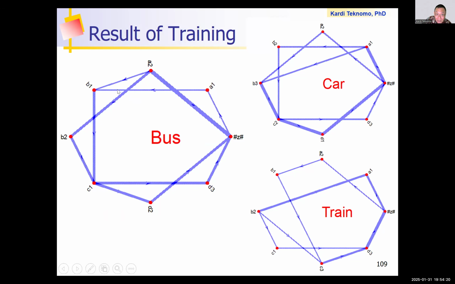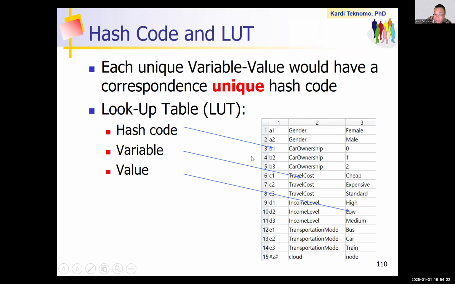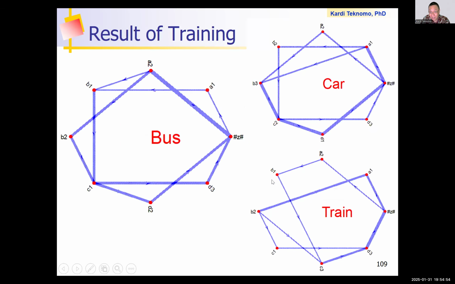Here I use hash values, which represent a lookup table. Instead of very long labels like gender female, gender male, I just put in a unique value. So gender means A, male is A1, female is A2. Car ownership is B, and then I have 3 values, 0, 1, 2, so this is B1, B2, B3, and so on. Using this lookup table, I can represent the network more easily.